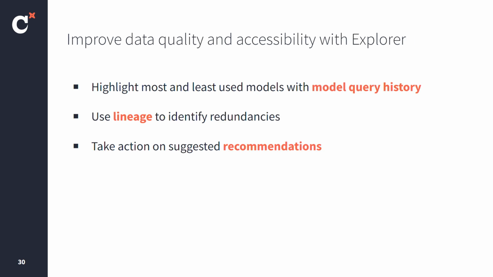So after identifying a handful of teams and projects, the enterprise crew is trying to figure out how they can understand model usage and identify any redundancies so that they can prune models that aren't being used. Once they do that, they want to ensure that teams are leveraging best practices for delivering high-quality data. Model query history, lineage, and recommendations in the Explorer can all help with that.